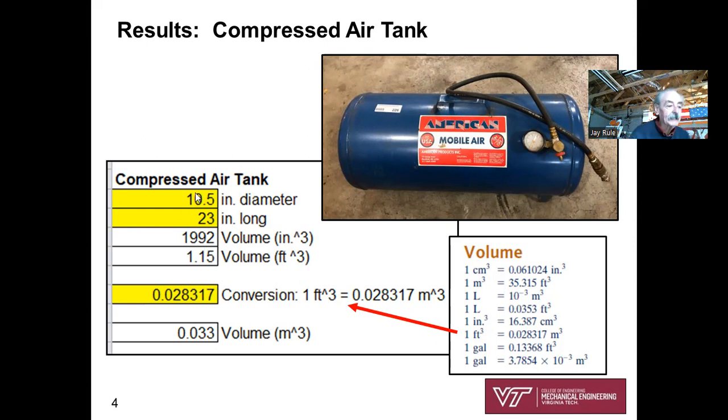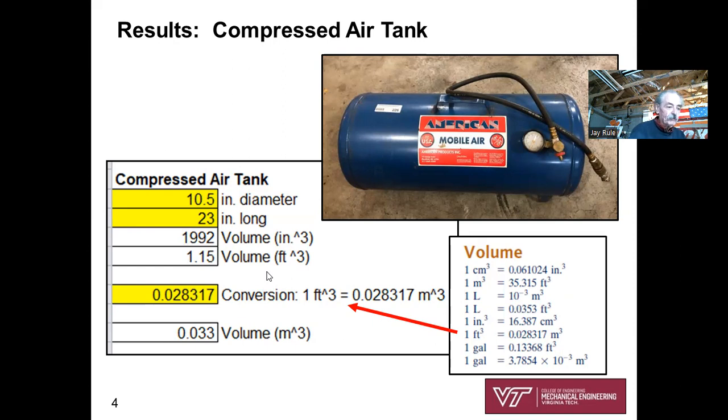So compressed air tank, here's my measurements: 10.5-inch diameter, 23 inches long. The volume is 1,992 cubic inches. So how do I go from cubic inches to cubic feet? I'm going to divide by 12, 12, and 12, because there's 12 inches in a foot. So 1992 divided by 12, divided by 12, divided by 12 gives 1.15 cubic feet. So this compressed air tank is a little bit over 1 cubic foot.